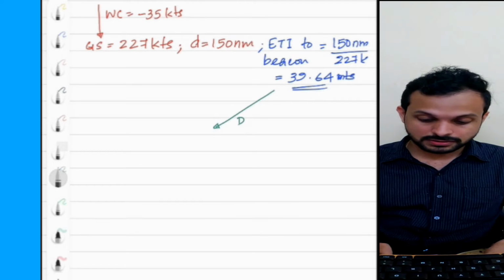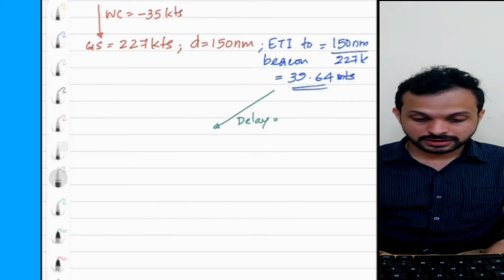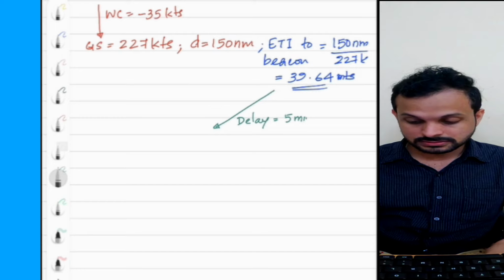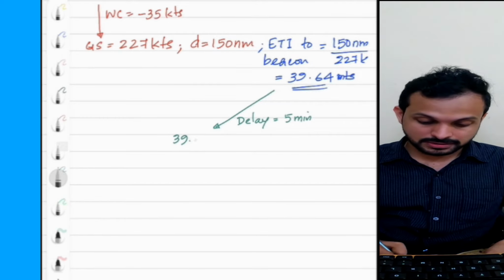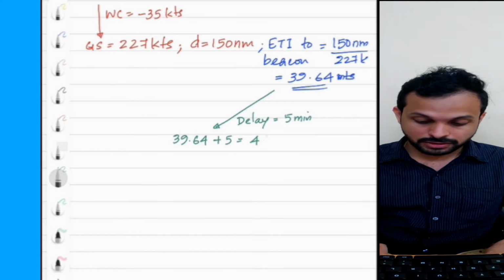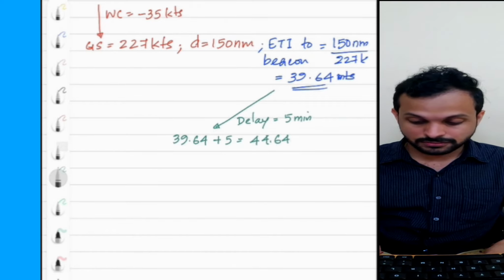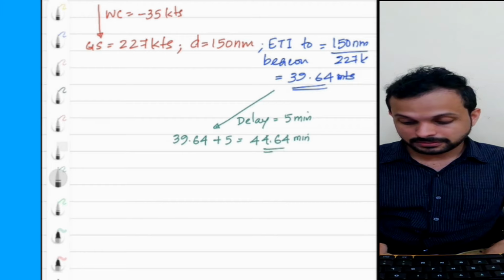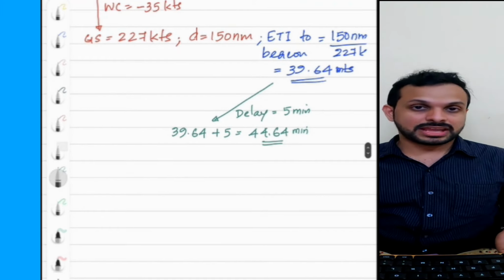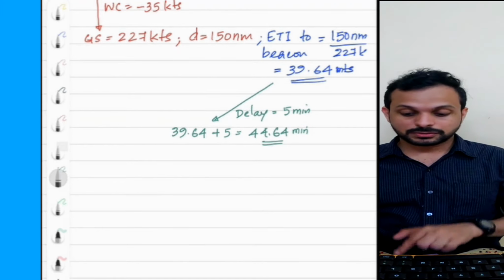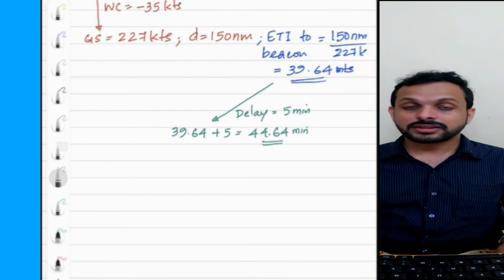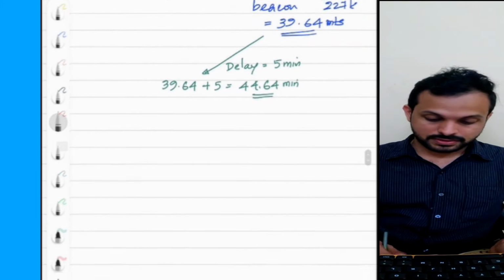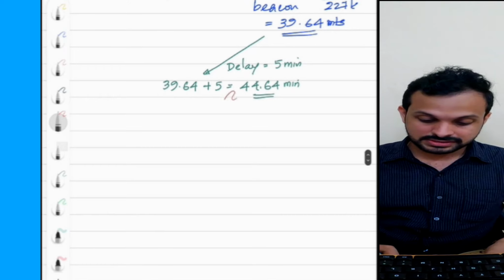So here we have a deliberate delay of 5 minutes, and that gets added to the time here. So it is 39.64 minutes plus 5 minutes, that is 44.64 minutes. Now, the distance being the same, 150 nautical miles, with 44.64 as the new ETI, let's find out the ground speed.